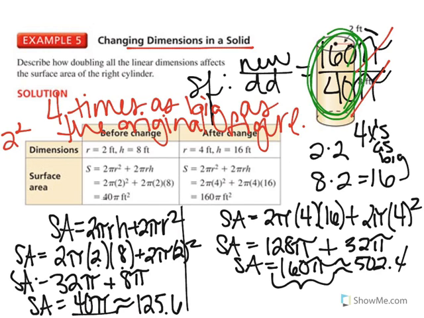And that's it for your video. That's a quick lesson over surface area of prisms and cylinders.